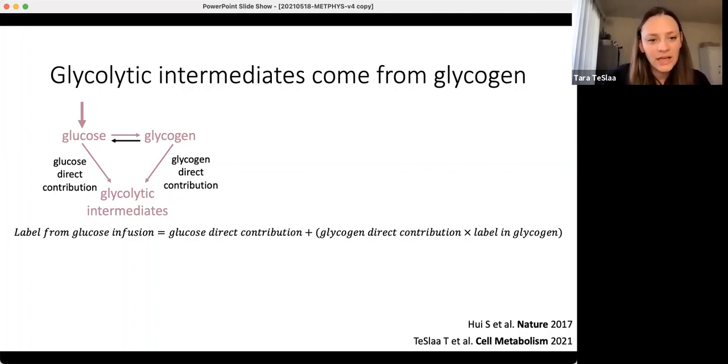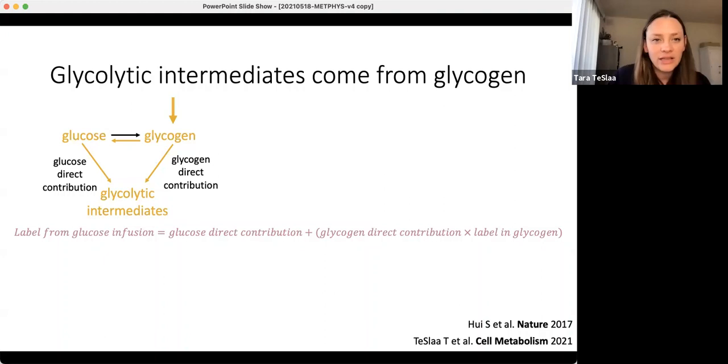And so in this case, we can write an equation where the labeling we observe is the sum of the direct contribution from glucose and the indirect contribution from glycogen. And in this case, we have two unknowns, and we don't have enough information to solve for these unknowns. However, what Tony realized is we can do another experiment in which we label our other secondary tracer, and that will now become our primary tracer.